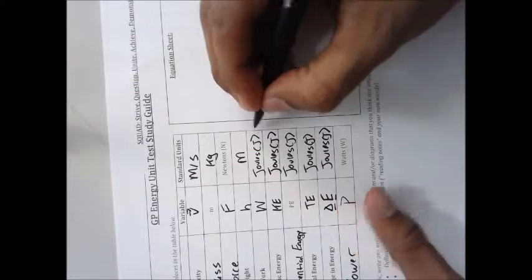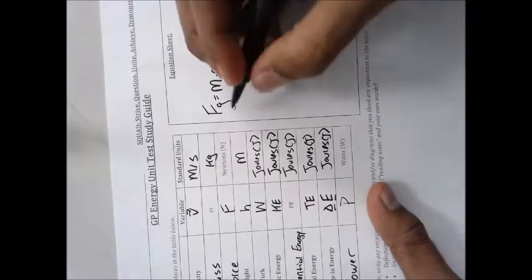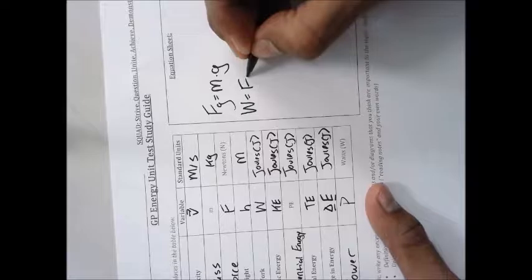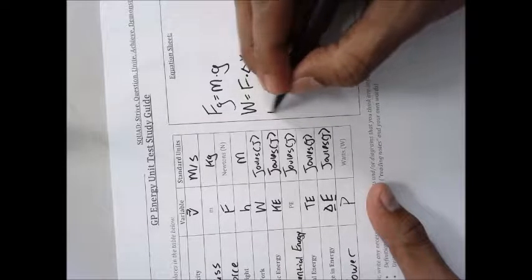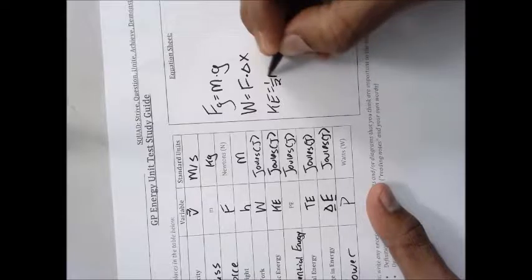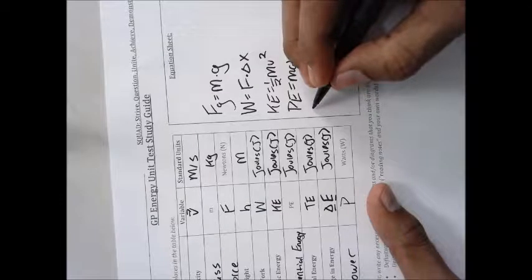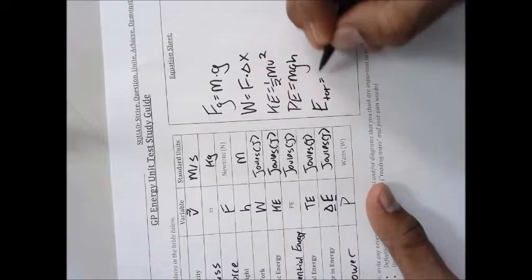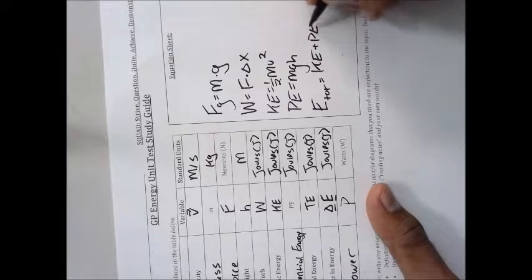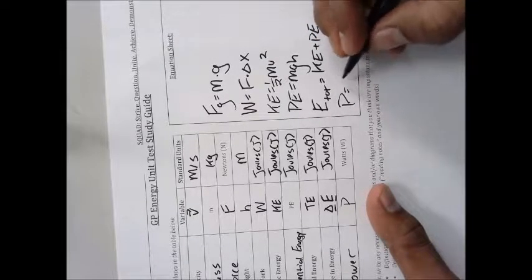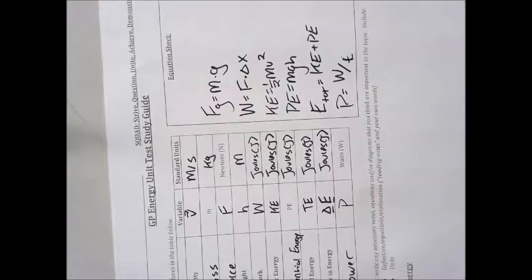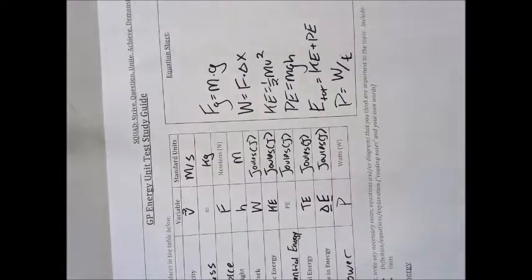Equation sheet. The big equations that you need to know for this test include F sub G is equal to mass times gravity. That is the formula for weight. In addition, you should know that work is equal to force times displacement. You will also be given these equations. You should know that KE is equal to 1/2 mv squared, and PE is equal to mgh. You should also know that E total is equal to kinetic energy plus potential energy. And power finally is equal to work over time. I believe that's every big formula that you need to know for this test. If there are others, please let me know in the comment section below or send me a message on the Remind.